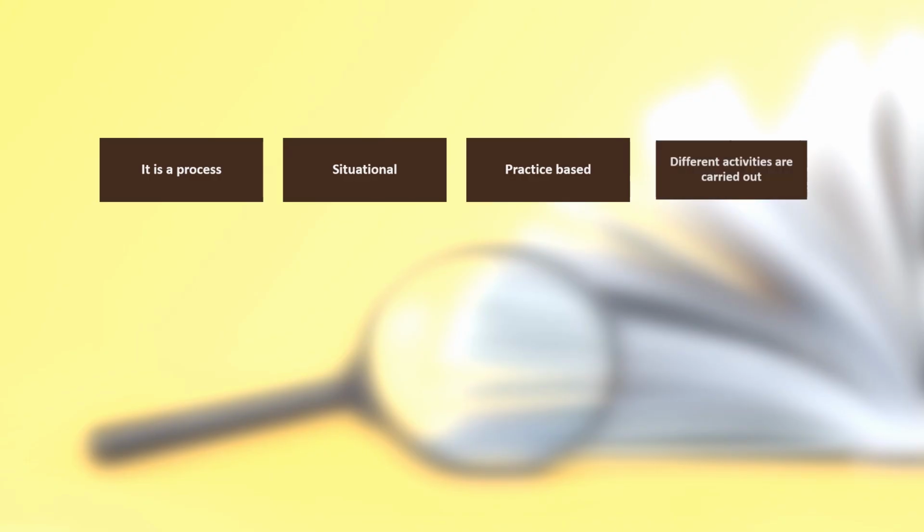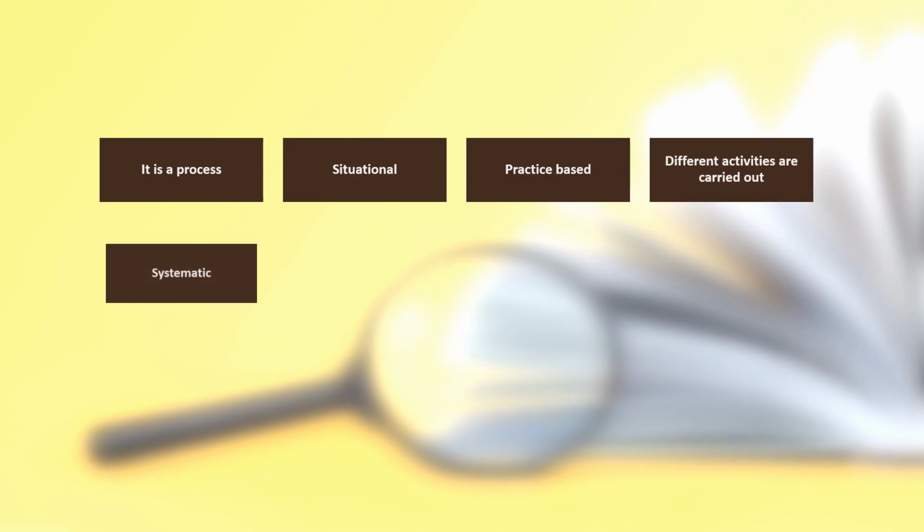And then another important characteristic is that it's practice based. In the beginning I conveyed that action research is done by the practitioners, and when these practitioners are dissatisfied, they go for action research in order to improve their practice, so they have to conduct the action research. And as I've already stated, different activities are carried out, and these different activities are also part of the characteristics of action research.